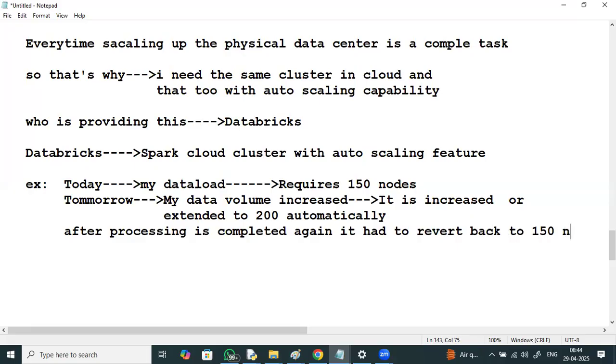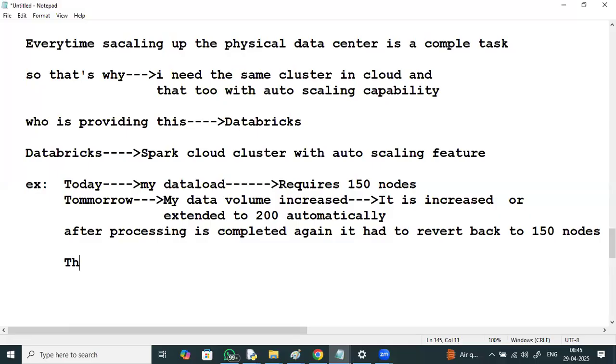150 nodes. How much is it increased? Again, after the processing is completed, it has to revert back to 150 nodes. So the auto scaling feature means whenever the data volume is increasing, it automatically has to scale, increase the number of nodes, by itself. That is the auto scaling feature.